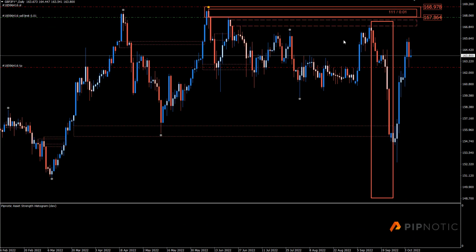So pound Japanese yen. Ooh, getting close, getting very close. Ooh, we got this nice little thing here. We can't actually, we need to go to the 4-hour chart. We'll mark this off, just like this. Go to the 4-hour. See what that looks like.